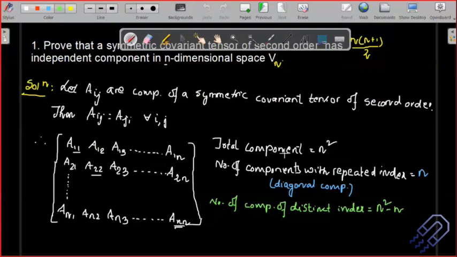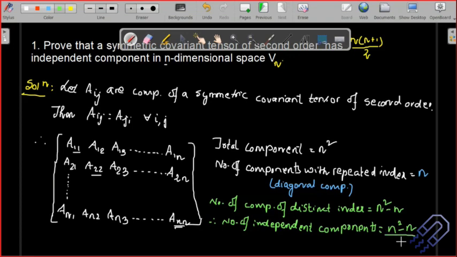So what we can write down is that the number of components reduced to, therefore, the number of independent components is equal to n square minus n, the total components with distinct index, but they are getting repeated, so we are going to divide it by 2: n square minus n by 2. So this derivation that we are doing is more or less logical. We have to just understand this. So we have got the number of independent components here, n square minus n by 2.